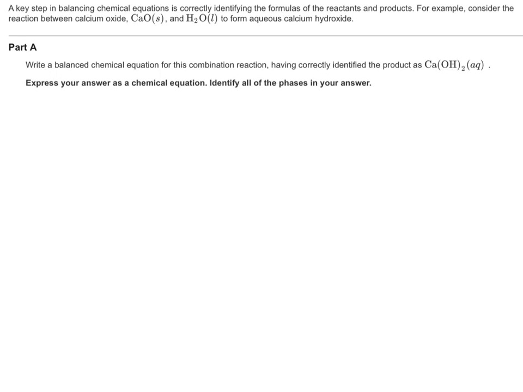So in this problem, you're asked to write a balanced chemical equation for a combination reaction. They tell you the product. In the beginning part of the question, they tell you the two reactants. Remember, a combination reaction or synthesis reaction is taking two things and putting them together.